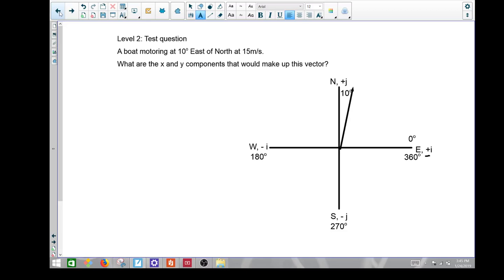Alright, so this is a level 2 question, a little bit more detailed. It says a boat is motoring at 10 degrees east of north at 15 meters per second. What are the x and y components that make up this vector? Alright, so in this situation, I sketched this out. The sketch wouldn't necessarily be there for you, but take a moment and pause this video and solve it out.